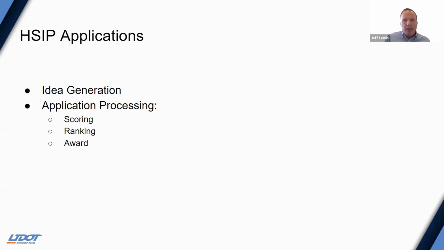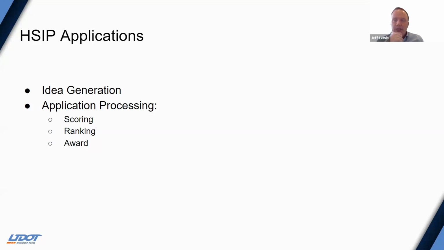One rule we have is that each application must have a benefit cost ratio higher than 1, a positive benefit cost ratio. Applications are ranked according to their calculated benefit cost ratio. And we allocate money towards the vulnerable road user improvements and the systemic improvements as well. And then the remaining funds are distributed based on the highest benefit cost ratio. Then we award the funds to the most deserving projects.